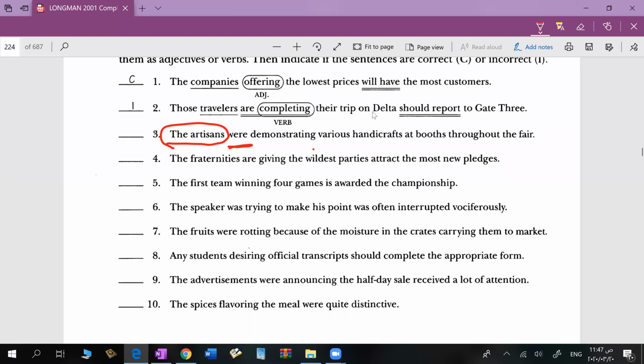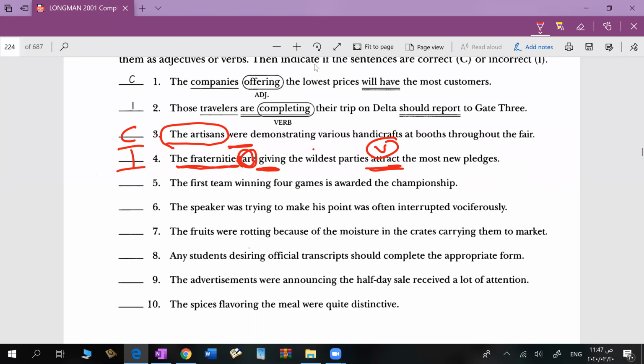Correct. Okay, we have here a subject, the fraternities, and the verb are. Fraternities giving the wildest parties attracts. We have here another verb, correct? So this is incorrect because we have two verbs.